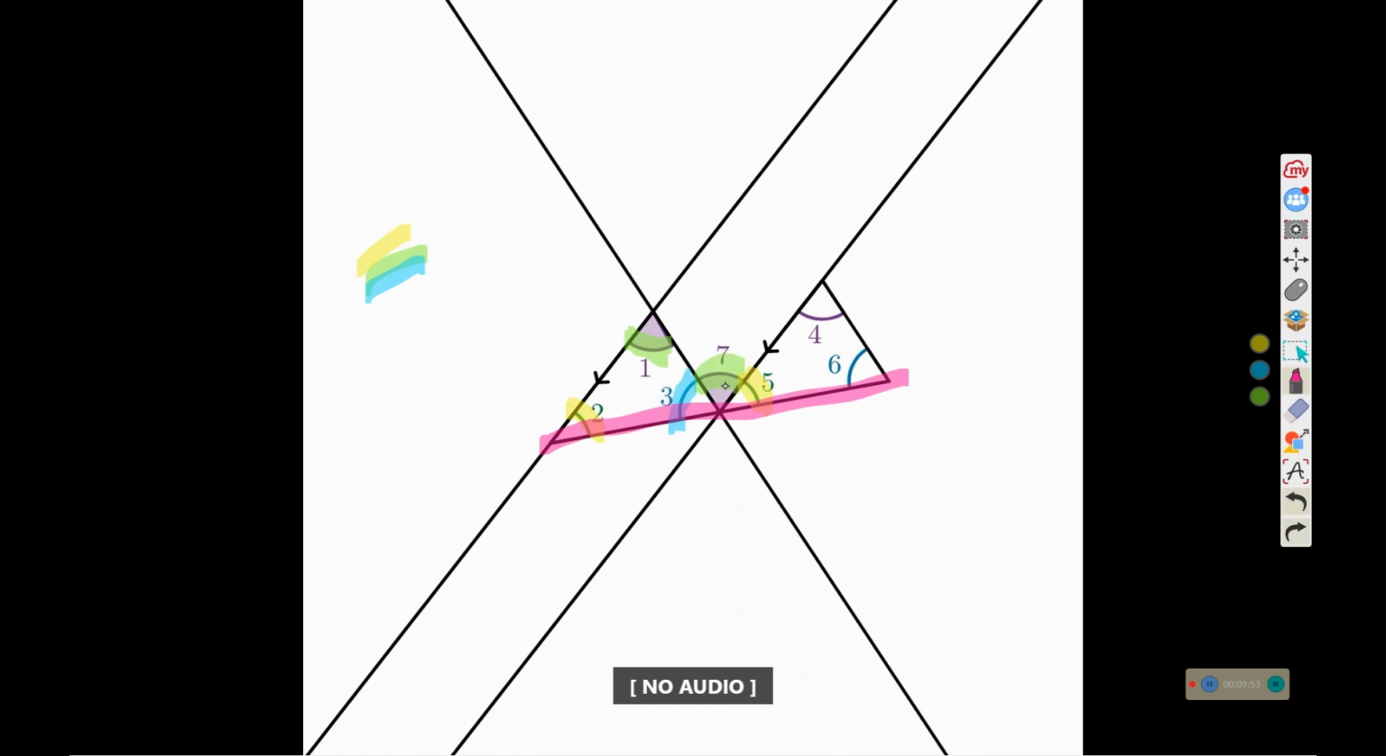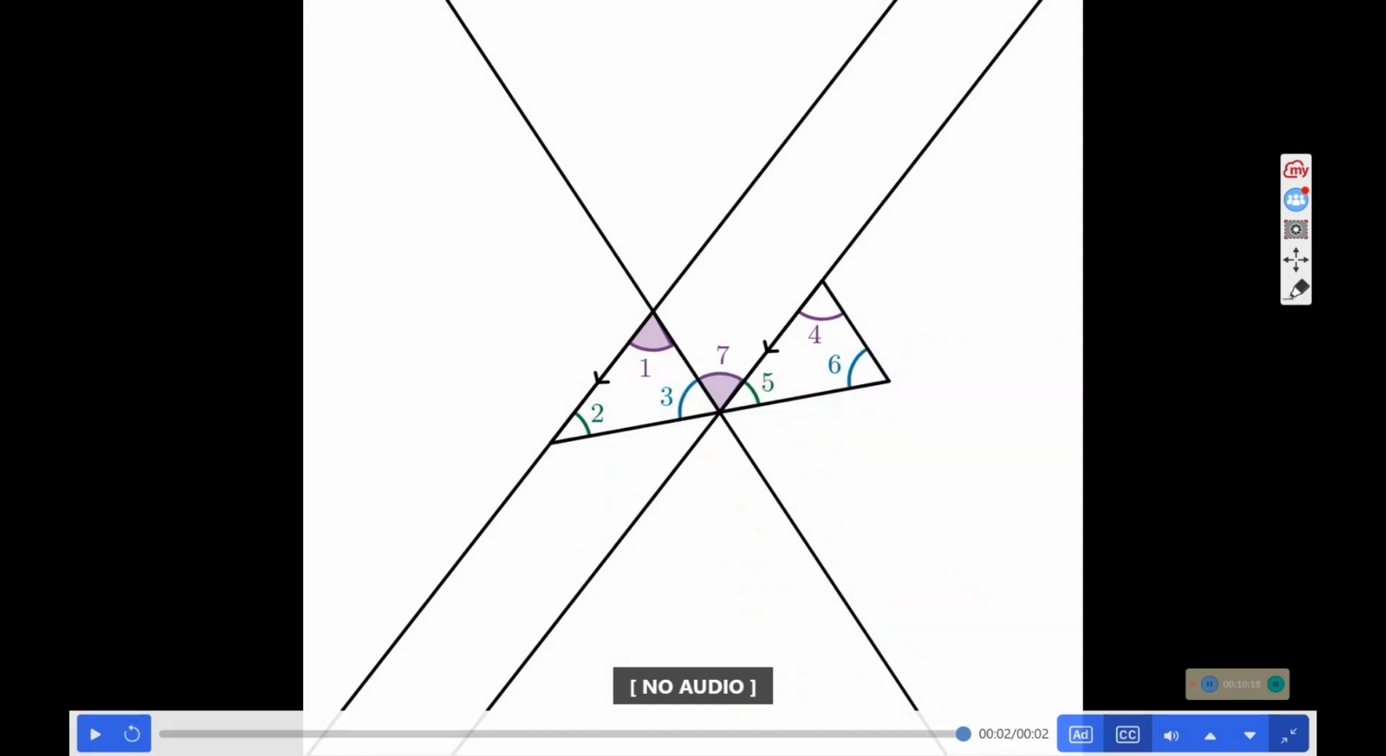But we already said this piece and this piece are the same. So I can swap out this one with measure of angle 1. And we already proved that 5 and 2 are the same, so I can swap it out with these ones. So I have 3 angles that are the same as these 3 angles that add up to 180 degrees. So yes, that equation is true.